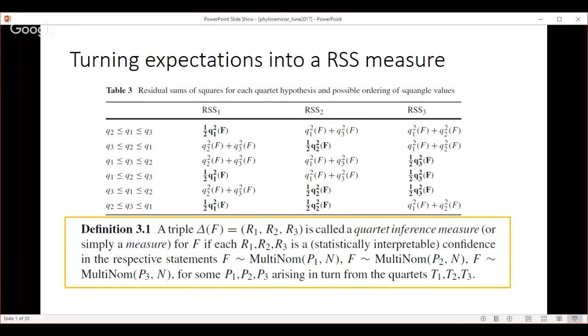And I think that's what we're trying to get at with this idea of statistically interpretable confidence. But I haven't properly thought through what that means for all the different methods that we've thrown into this simulation study. But I guess that was what we were at least hoping for, these residual sum of squares based ideas.